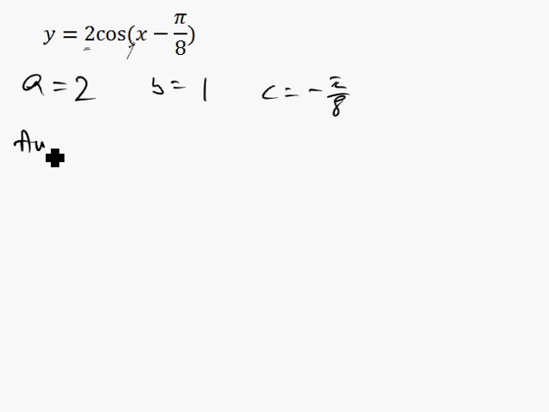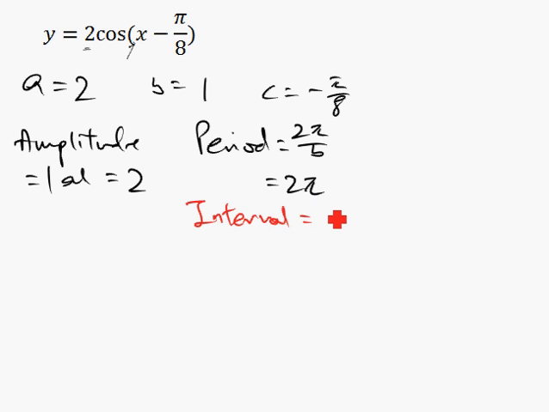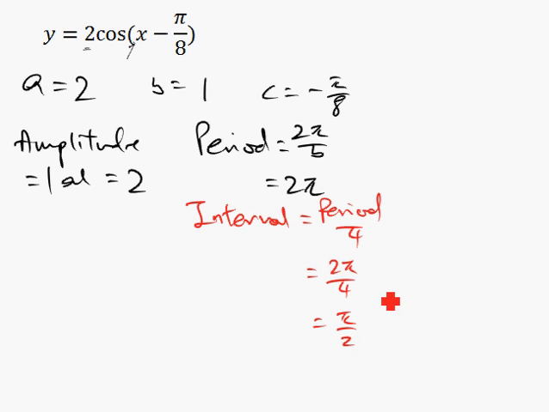Next, what is the amplitude of this graph? The amplitude is the modulus of A, which is 2. Okay, amplitude done. Next, what is the period? The period is 2 pi over B. B is 1, isn't it? So the period is 2 pi. After finding the period, find the interval. The interval is the period divided by 4, which is 2 pi divided by 4, which equals pi over 2.